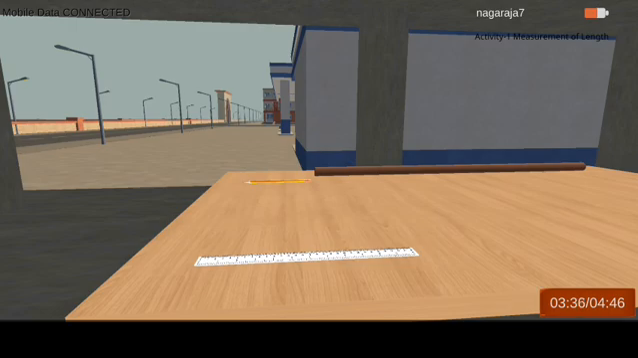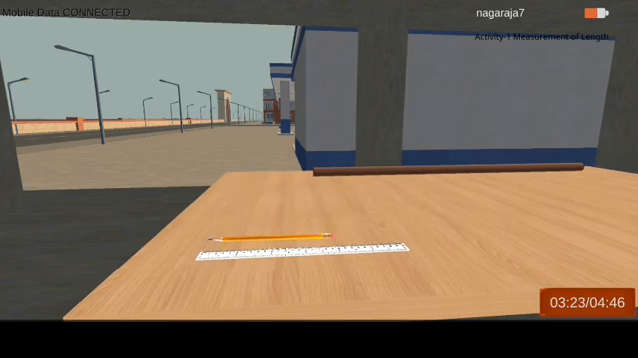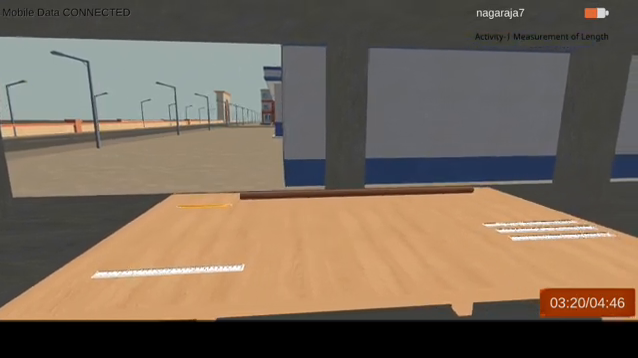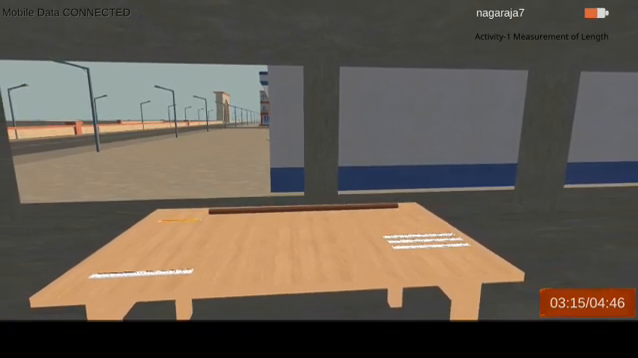Here, we are going to measure the length of this pencil. For that, we put this scale beside the pencil. The length of this pencil is 20 centimeters. Here, we have a limited length of the scale. So, we can measure only 30 centimeters long objects with the scale.